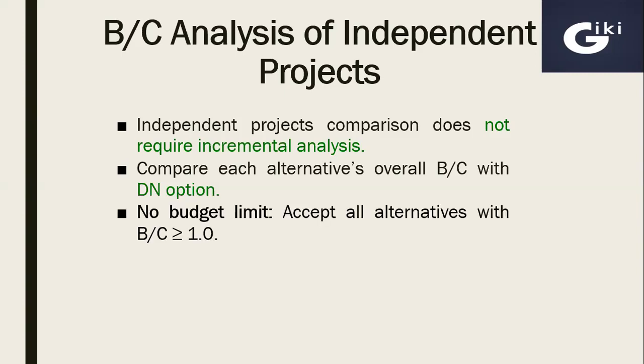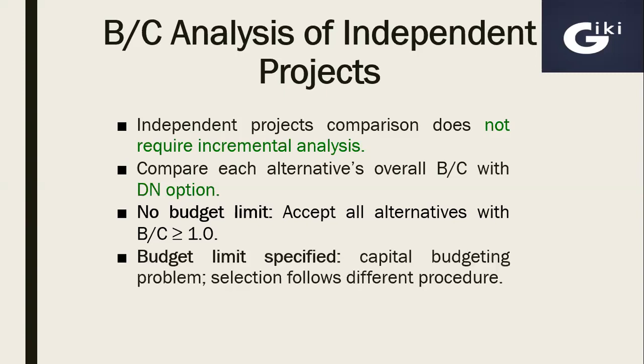So if there is no budget limit, we can accept all alternatives with B over C ratio greater than or equal to 1. In case of a budget limit, the capital budgeting problem and selection follow different procedures. So we have to see what the different restrictions are in terms of capital budgeting or availability of funds, then decide on the basis of available funds.